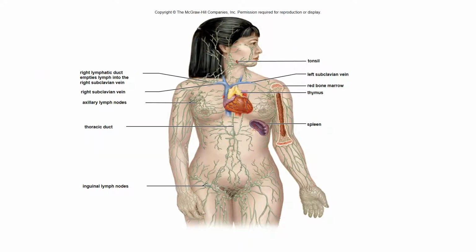Now, this diagram just shows you where you have lymph nodes and lymphatic vessels throughout the body. You have lots of lymph nodes. If you look in the groin area, in the armpits, in the neck, but really you have lymph nodes and vessels all over the body.